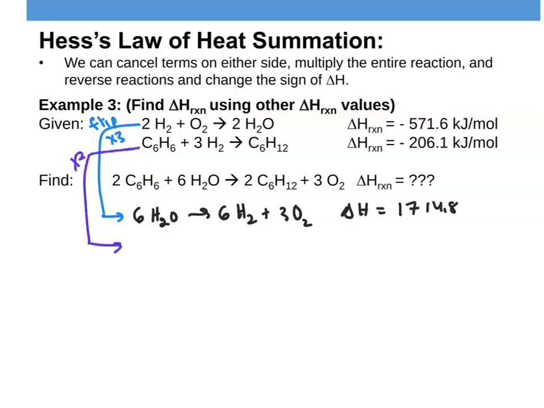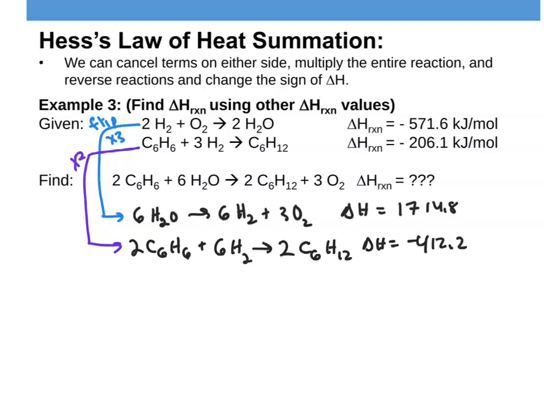All right, so I'm going to double all of that stuff. So now I've got 2 C6H6 plus 6 H2s go to 2 C6H12s. And again, that value is going to be multiplied by 2 because I doubled everything. So that's going to be negative 412.2 kilojoules per mole.